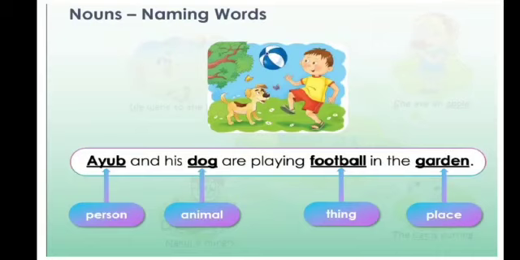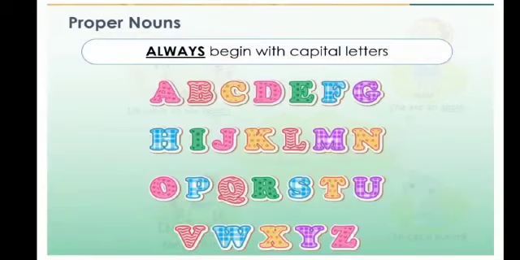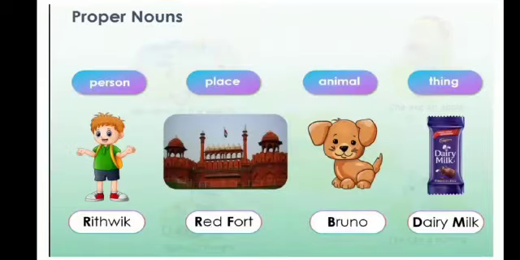A name can be common or special. The special naming word is called proper noun. Ayub is a special name, so it is a proper noun. It always begins with a capital letter. For example, Ritvik, Redfort, Bruno, Dairy Milk.